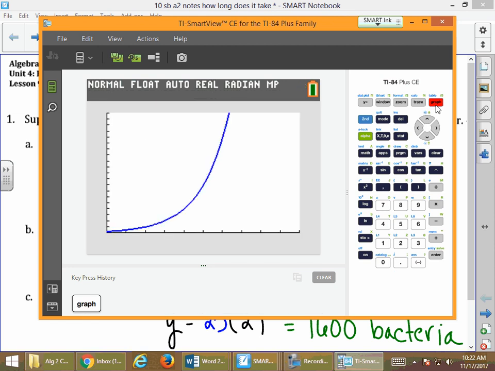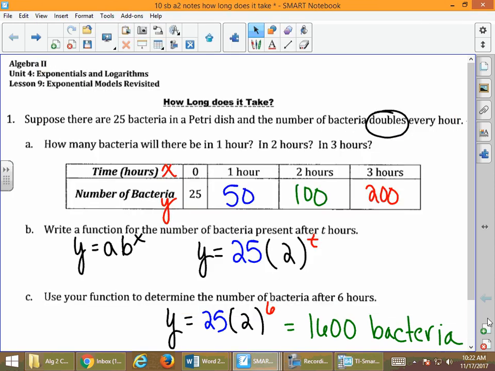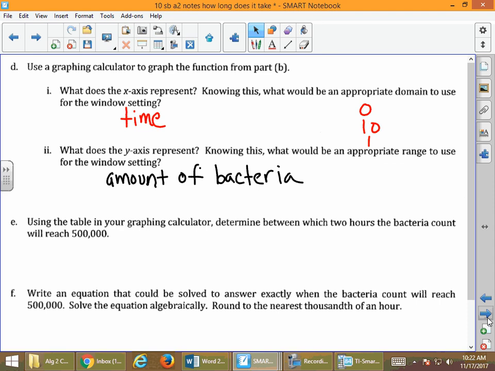But look at our picture. We can see what we need now. And again, what I typed into the window, which I will write down, 0, 2000, and 100. So 0, 2000, and 100 for our scale. And that's really what I do. Look at what you've got and then use it so you can see the picture.